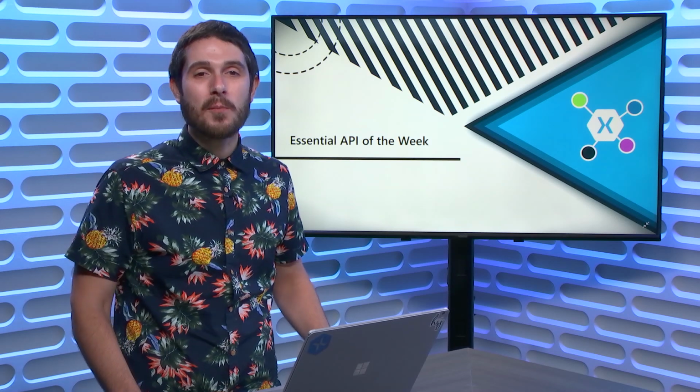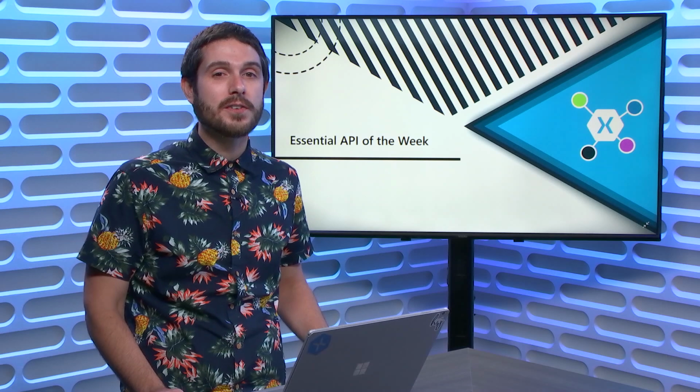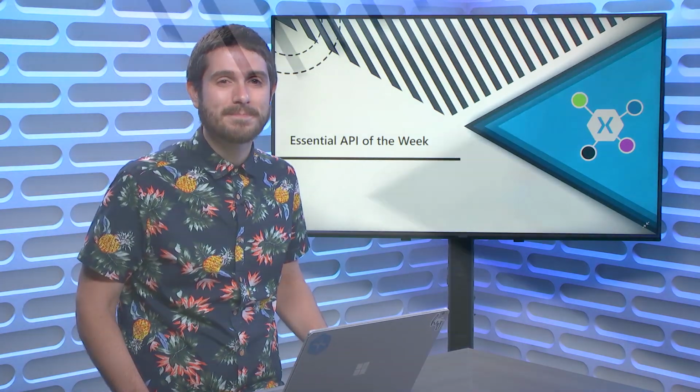Tune into this week's Xamarin.Essentials API of the Week, where I show you how to get the geolocation of your user's device with a single line of code.